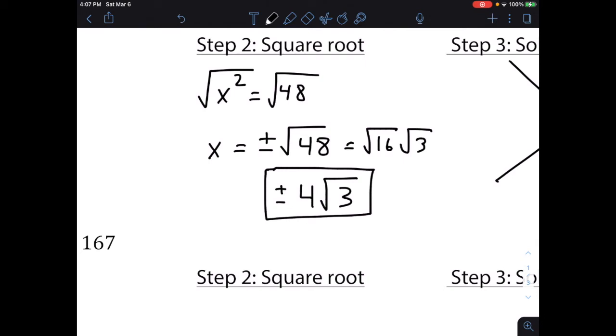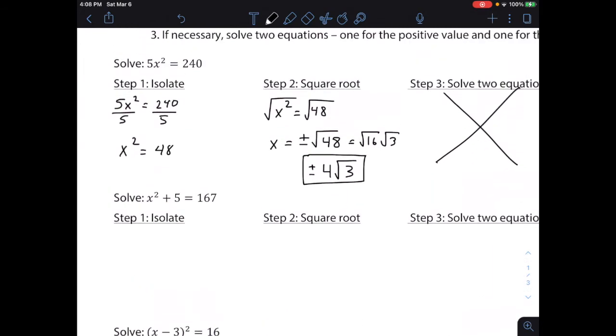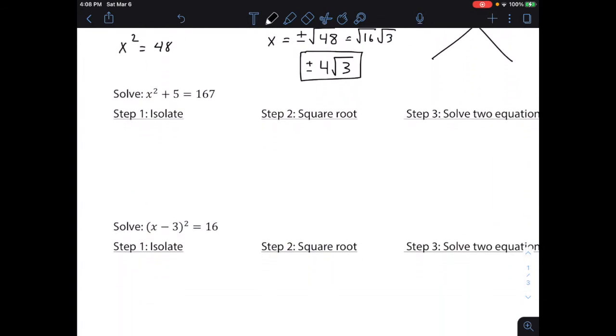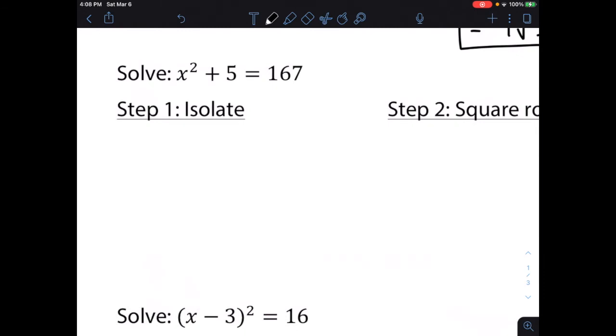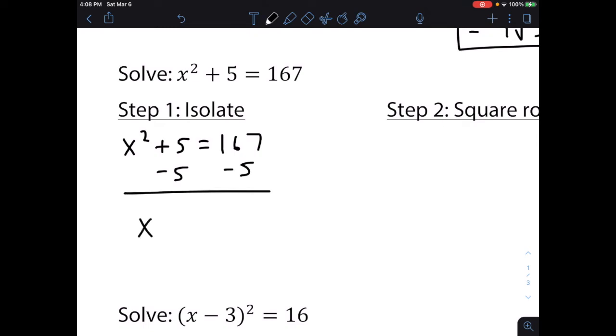And it's definitely easier than using the quadratic formula. So if you can recognize these and be able to do them, that will make your life a lot easier. All right. So the first one, we just had to divide by 5. This one, we have x squared plus 5. So the way we're going to isolate the squared term is we're just going to subtract 5 from both sides. So we subtract 5. We end up with x squared equals 162.